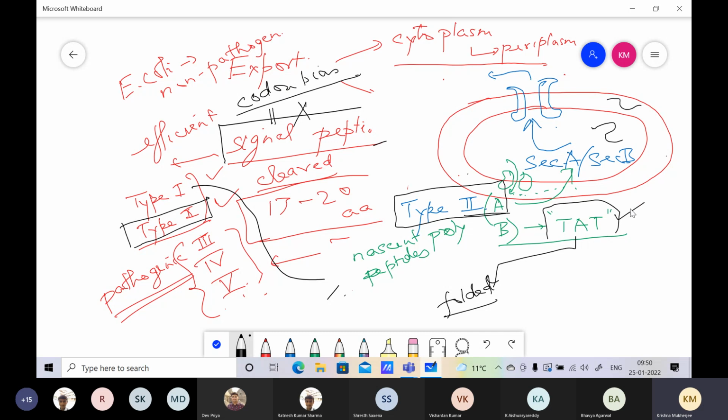And nowadays people have realized just a few years ago that you have to use the type 2B pathway, which is the TAT pathway, which exports folded proteins. That's the only thing I want to mention in this, because otherwise I'll get into too much trouble. And therefore the argument is for engineers.